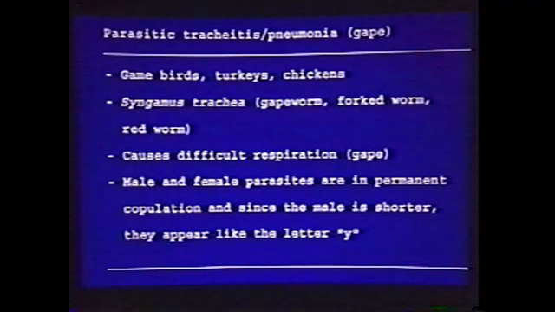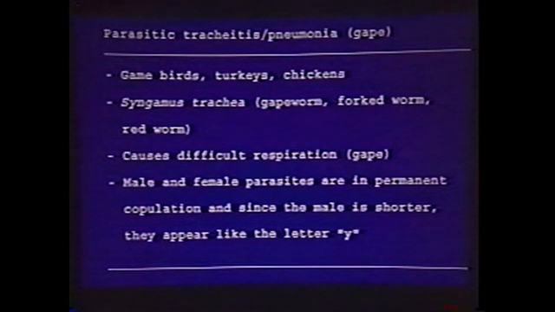There are different names for this. It's also called red worm, because they live on the blood, or forked worm because the male is always in copulation, in contact with the female. He's slightly shorter, and the copulatory organ, the copulatory bursa, is in the first third of the female. So when he attaches, it makes just like a letter Y or a fork. That's why it's called forked worm. Causes gape, which means difficult respiration.